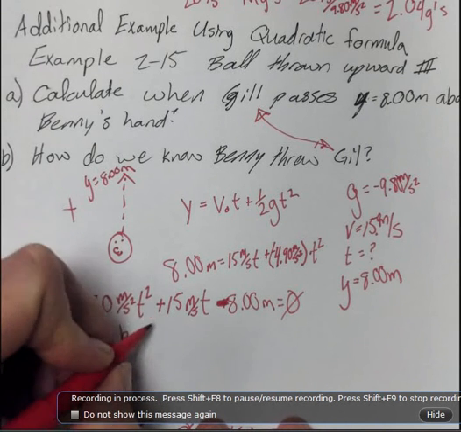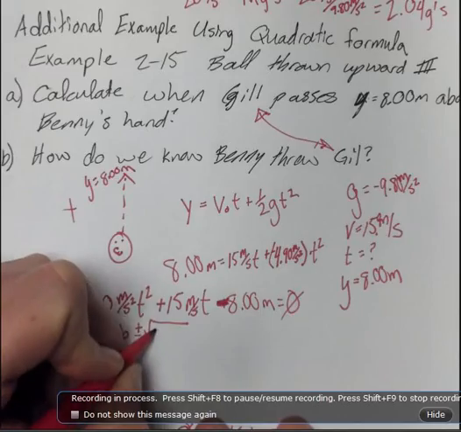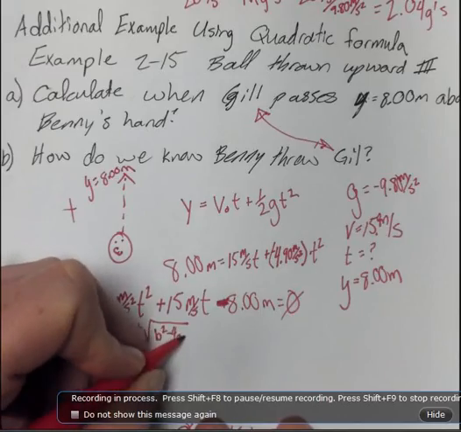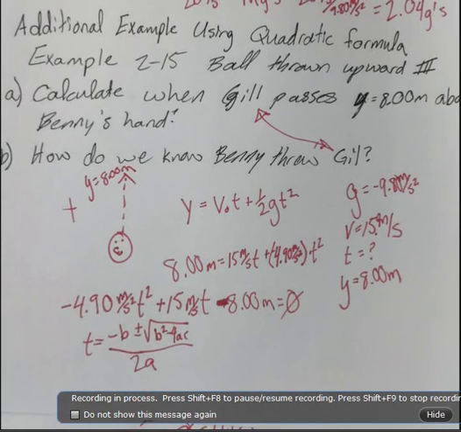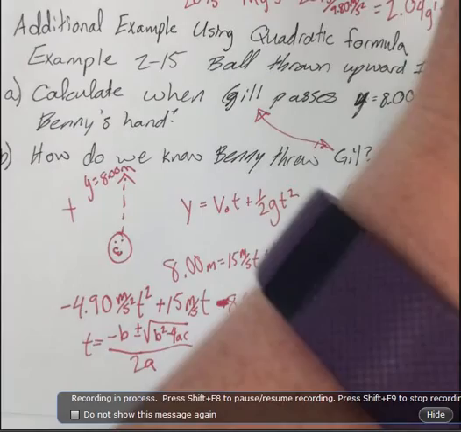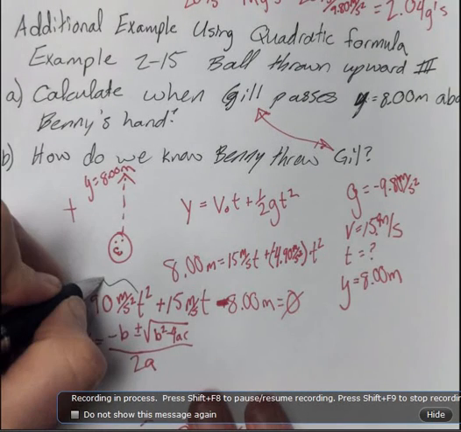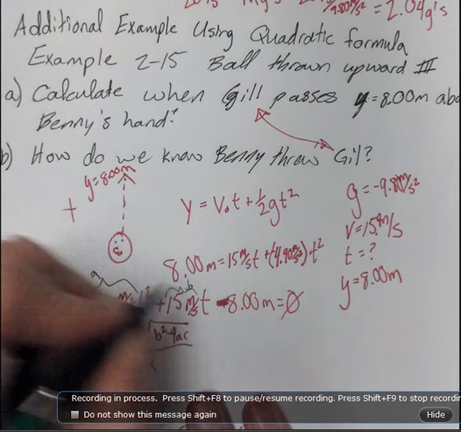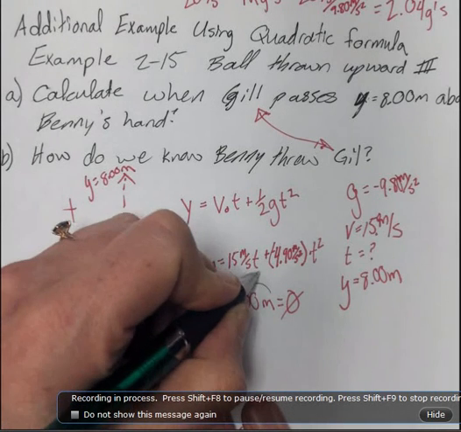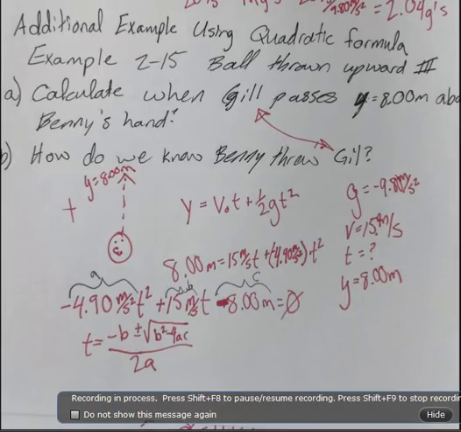And now that you've done this, you know that your only solution is t equals negative b plus or minus the square root of b squared minus 4ac all over 2a. Well, how are we solving that? Let's break it down. This is a, this is b, this is c. So when we plug it in, we rewrite it in the form of the quadratic equation.